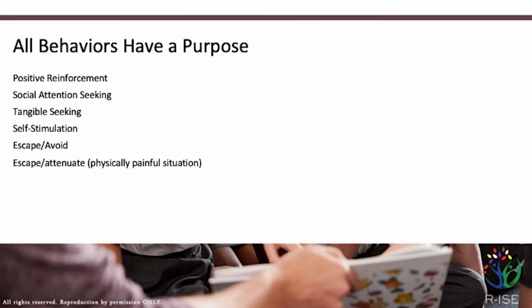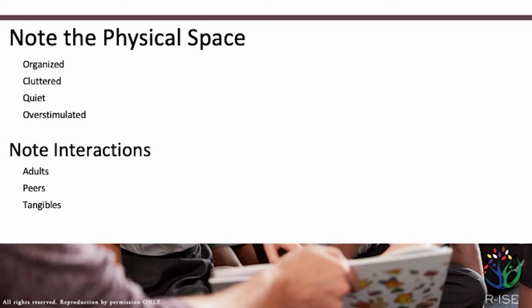And remember that all behaviors have a purpose. A positive reinforcement, social attention seeking, tangible seeking, self-stimulation, the need to escape or avoid, or escape a physically painful situation. And note the physical space when you're doing observations. Is the space cluttered, organized, quiet? Is it overstimulating? And also observe the interactions between the child and adults, peers, and tangibles within the classroom or on the playground.